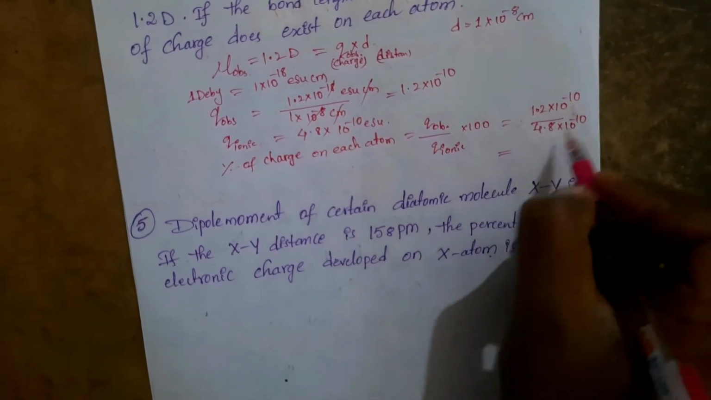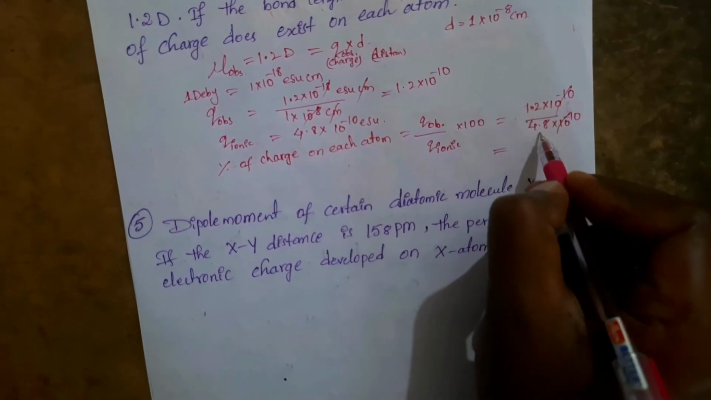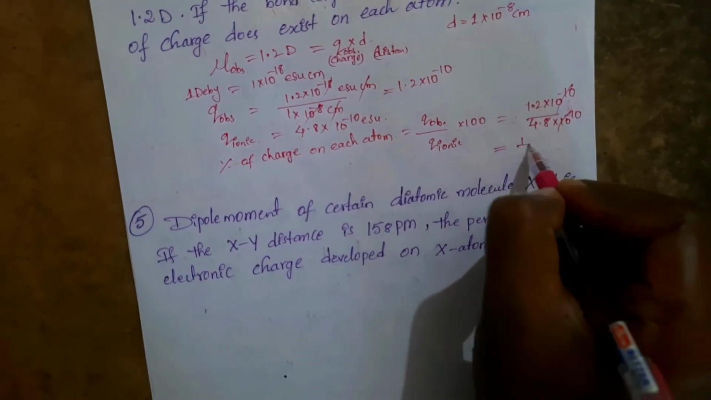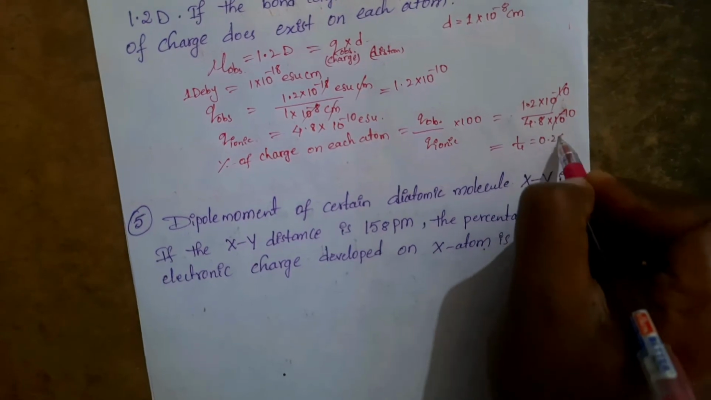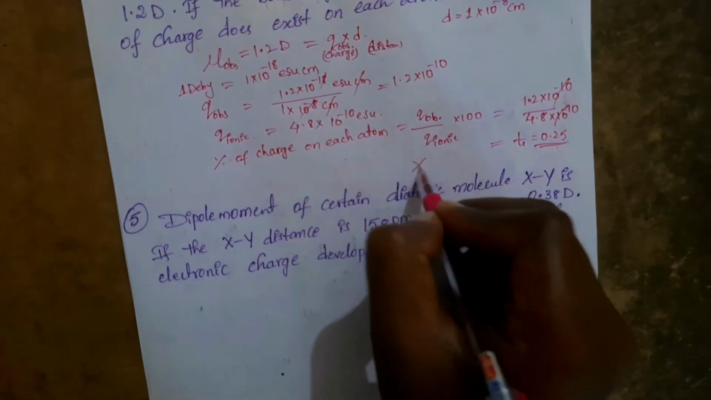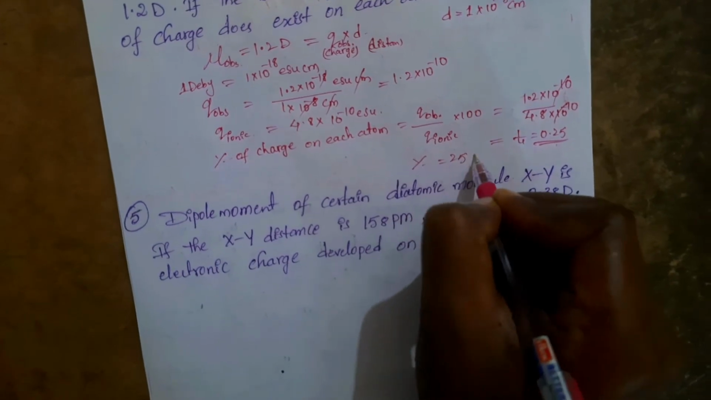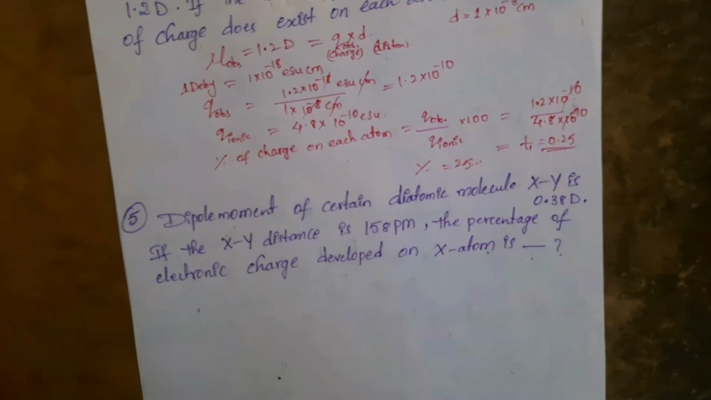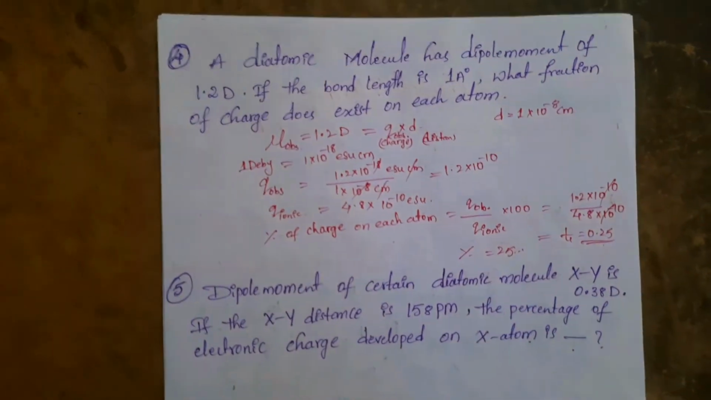So then what happens, these two will get cancelled. 12 by 48 is nothing but 1 by 4. 1 by 4 is nothing but 0.25. It is the fraction they are asking, 0.25. If they are asking percentage, the percentage will be 25%. Is that clear? So that is the important model question.